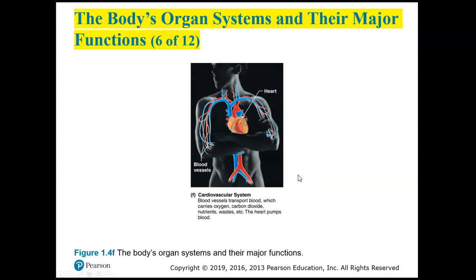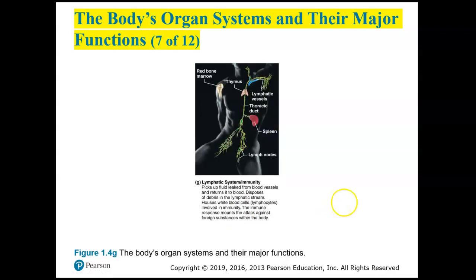Now, the cardiovascular system: cardio refers to heart, vascular refers to blood vessels, and then it also includes the blood. We'll learn about the heart, the blood vessels, and the blood when we cover the cardiovascular system. And of course, the function is to transport oxygen, carbon dioxide, nutrients, waste, hormones, and other substances throughout the body.